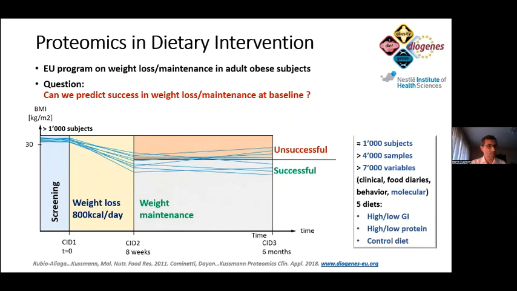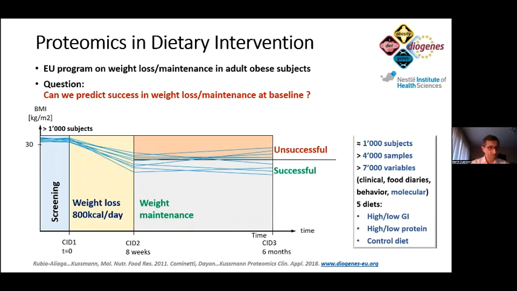So now I come to the core of the talk, and I would like to introduce you to the Diogenes project. Diogenes stands for Diet, Obesity, and Genes, and has been a large multi-center, multidisciplinary European research project to advance the understanding of how obesity can be prevented and treated from a dietary perspective.